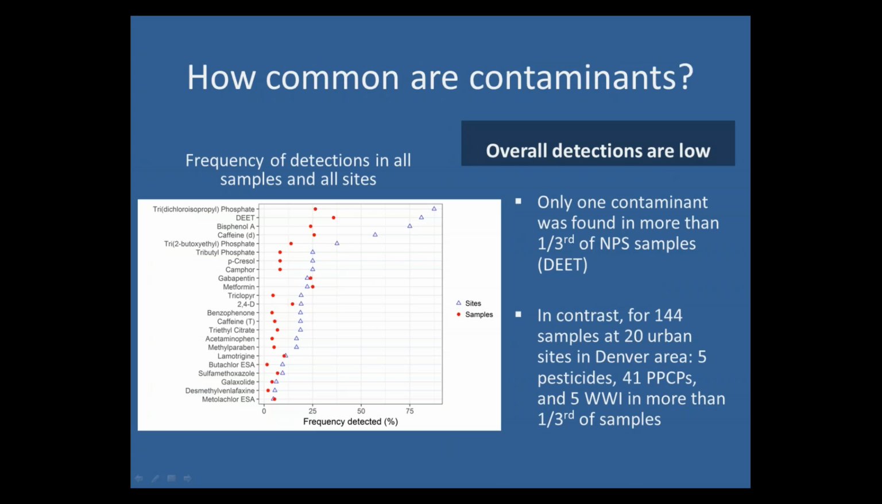So how common are contaminants? Overall, our detections are quite low. So only one contaminant was found in more than 1/3 of our Park Service samples, and that was the insect repellent DEET. And just to put that in context, during the same period for some samples in the Denver urban area, they had over 50 contaminants that were found in more than 1/3 of their samples.